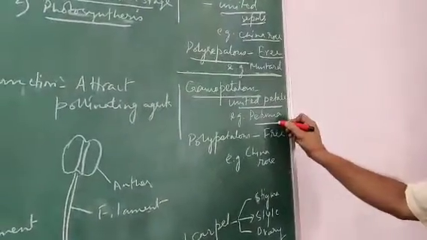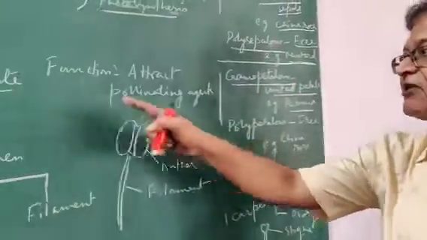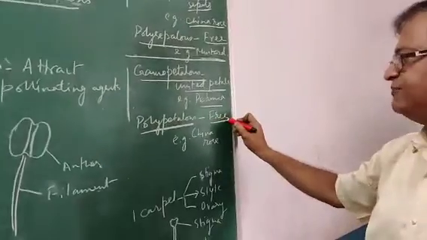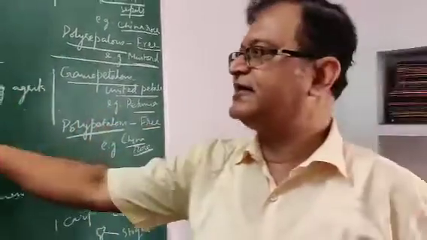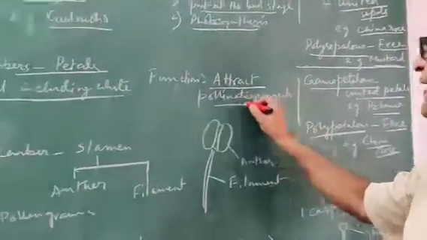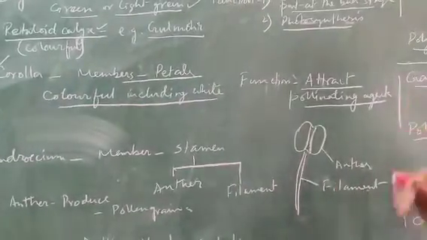Example, petunia, which is making a kind of bell shape. If the petals are free from each other, they are called polypetalous. Example, China rose. What is this corolla doing? Corolla is mainly attracting pollinating agents. Their purpose is to attract pollinating agents.